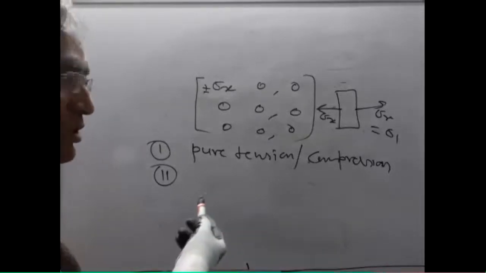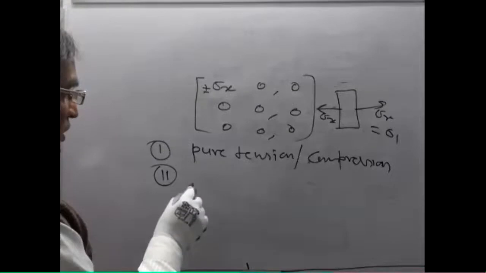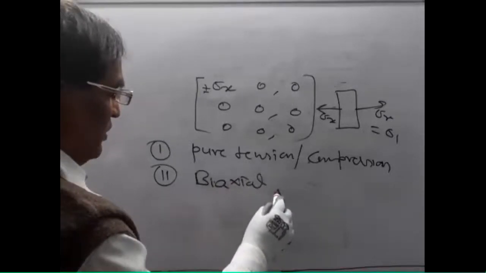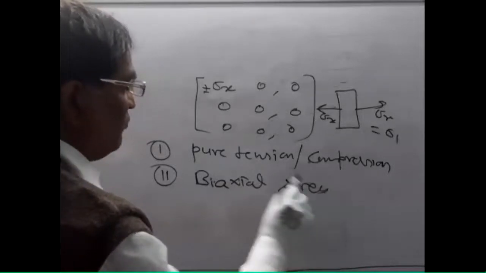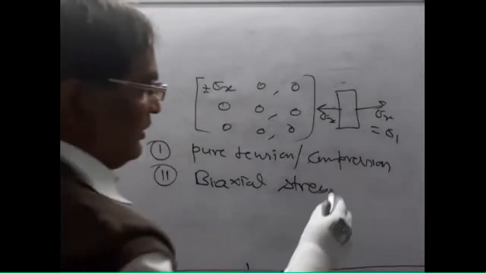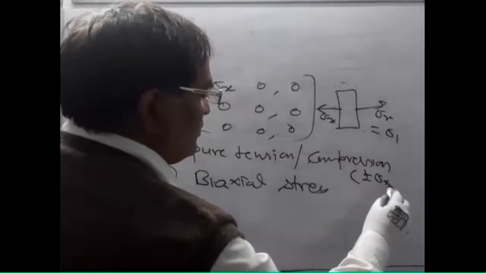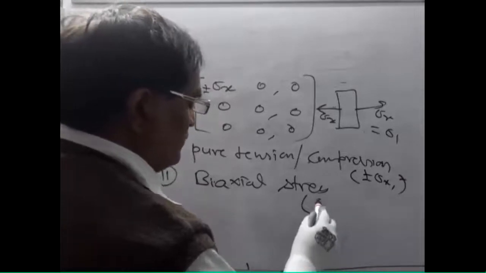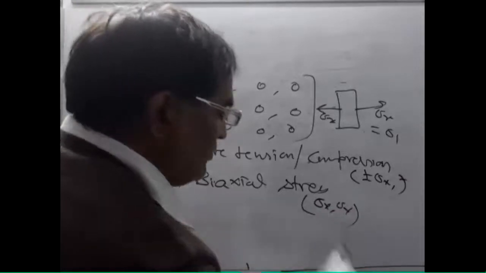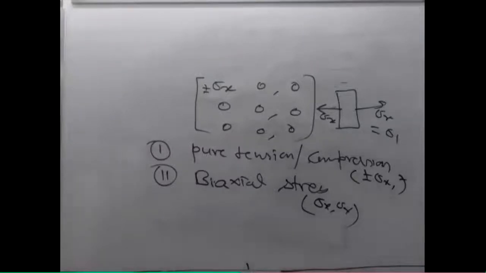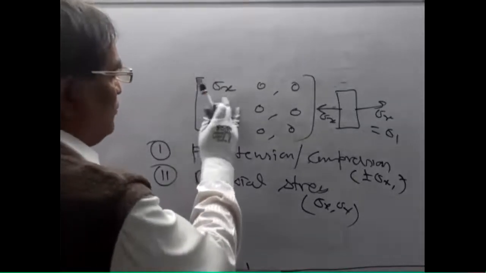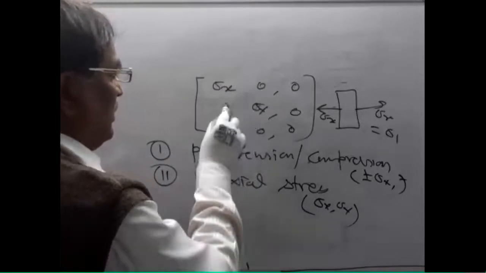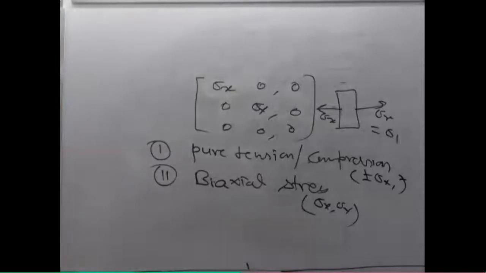The second case, note down, because most of the time we will discuss special cases, is biaxial. It is called the biaxial stress condition. In biaxial, what will happen is that not only sigma x, or of course you can write sigma y, but here both come into the picture. Sigma x and sigma y both come. So it will take the form of sigma x, sigma y here, and the other components will be 0.